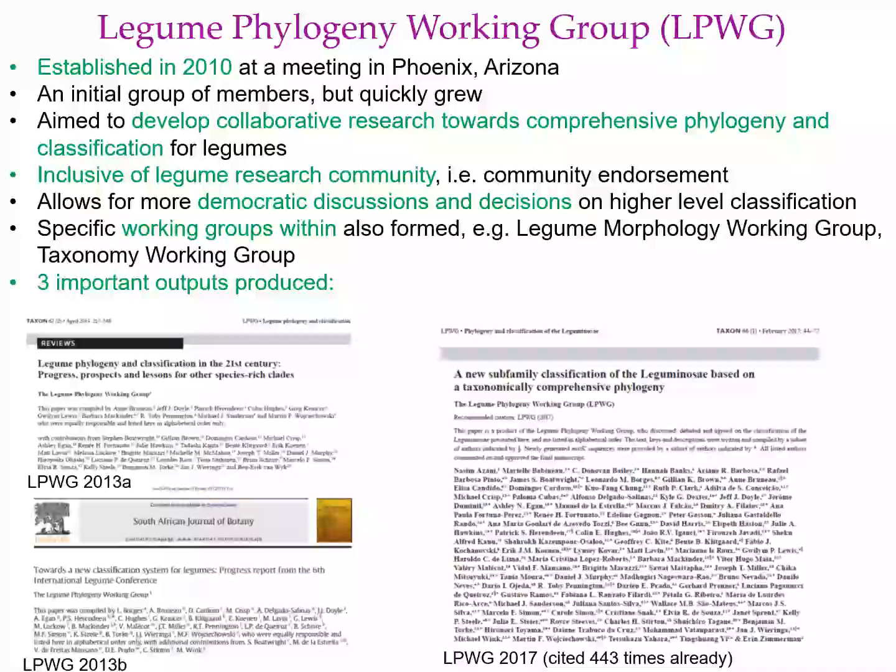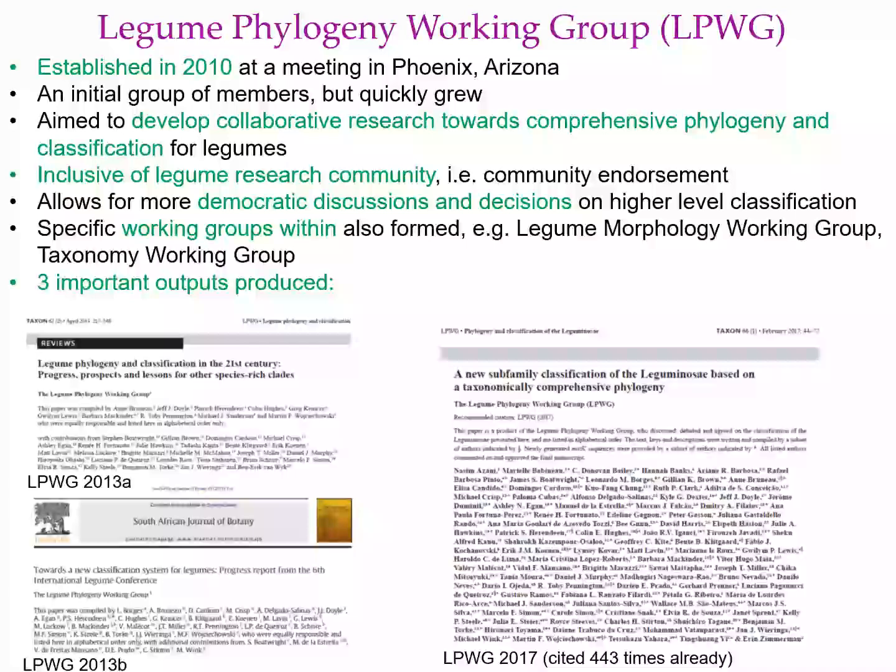The point of a working group is that it is inclusive of legume research community, and whatever products are delivered, like the new classification, will be community endorsed. It allows for more democratic discussions and decisions on high-level classifications of the group.